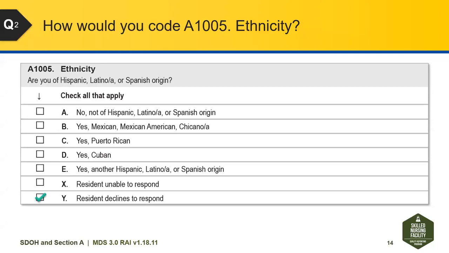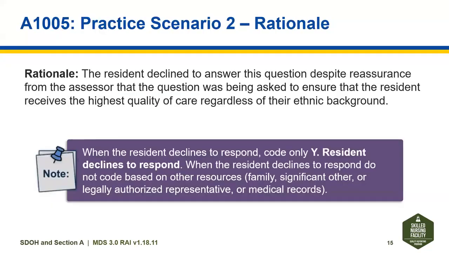And yes, wow, just about everybody got the correct answer to this. And the correct response is Y, resident declines to respond. Code Y was chosen because the resident declined to answer the question. If a resident declines to respond, you do not use other resources such as family, significant other, guardian, legally authorized representative, or medical record documentation, even if these resources are available and would provide the necessary information to respond to the question.